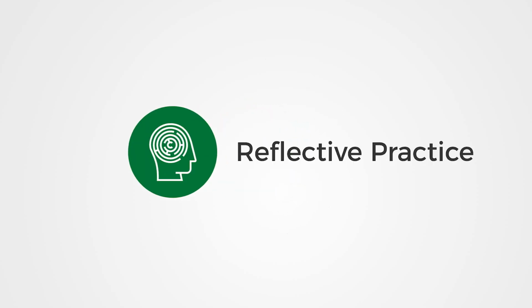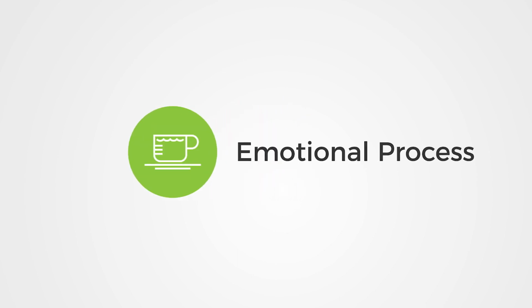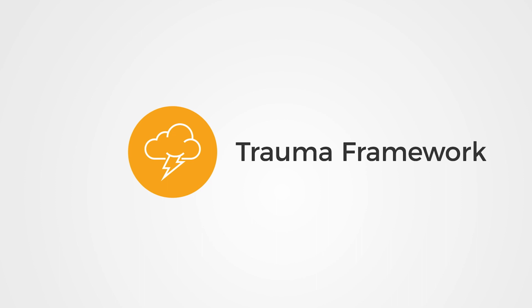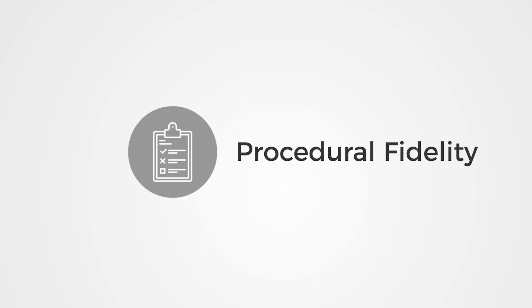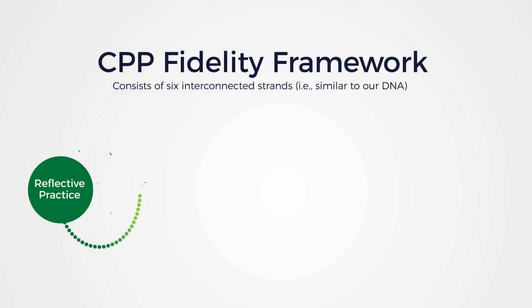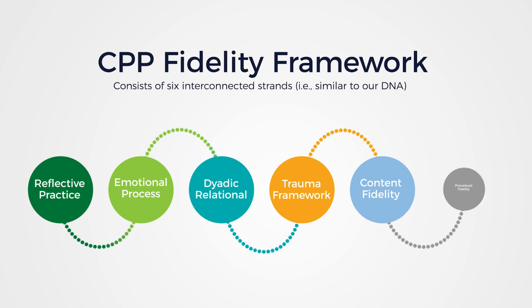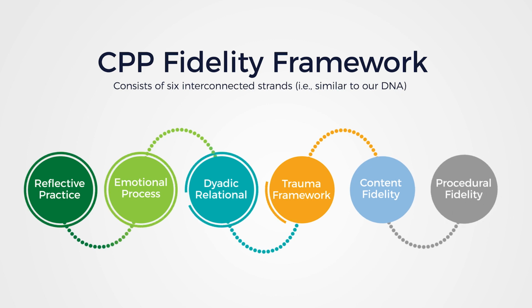This is an overview of our Child-Parent Psychotherapy Fidelity Framework. In CPP, we have 6 interconnected fidelity strands: reflective practice, emotional process, dyadic relational, trauma framework, content, and procedural fidelity. We sometimes refer to them as our DNA because these different aspects of fidelity are inextricably linked, and they form the template for the way we are and what we do.